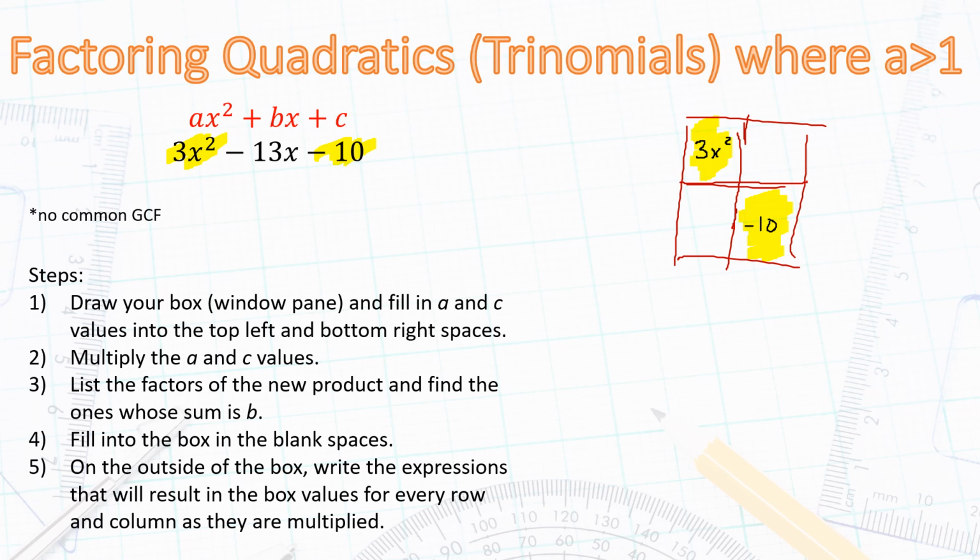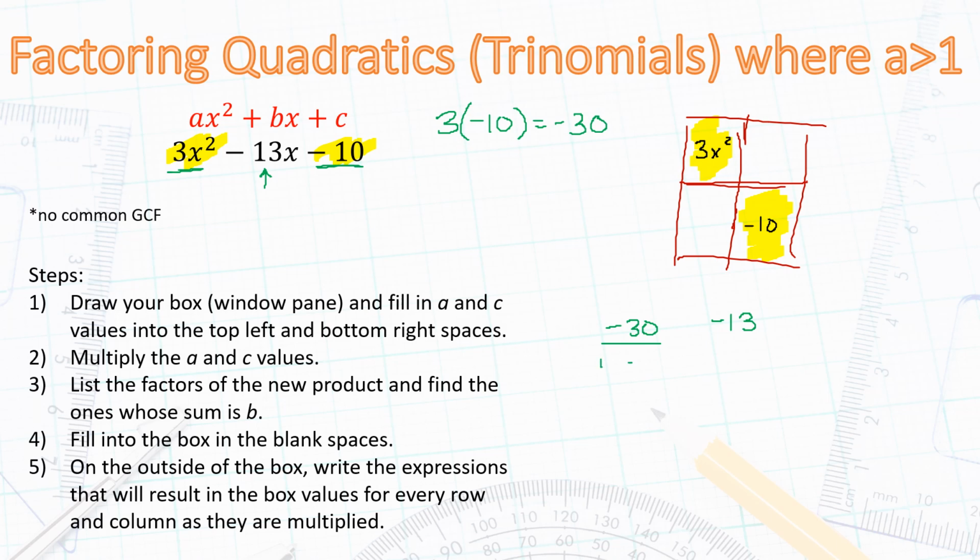The next step is to take your lead coefficient and your constant and multiply them together. So 3 times minus 10, which gives me minus 30. That minus 30 is now what we need to find factors of that add up to be negative 13, that b term. So we'll do minus 30, factors that add up to minus 13.